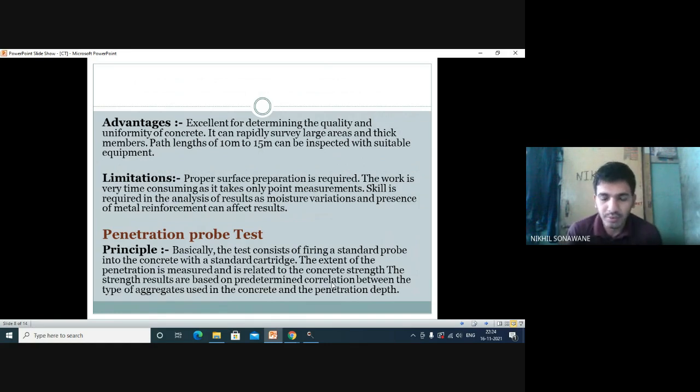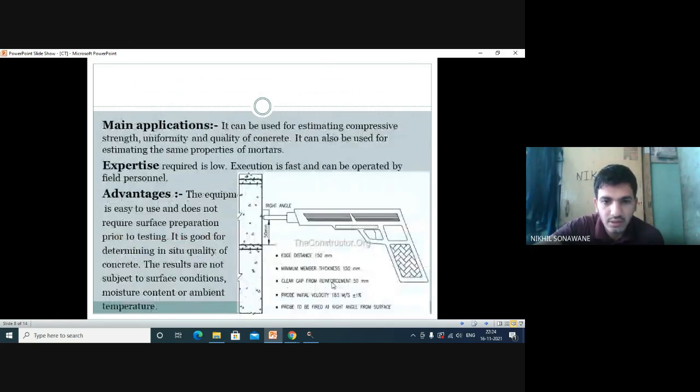Then the penetration probe test. As the name suggests, there will be a probe, and that will penetrate into the surface which we have to test. In this image it is shown that it is like a gun, and the probe is fired into the concrete surface, and obviously if it is fired, then some damage will be there to the concrete surface. The amount to which it penetrates determines the concrete strength or quality. The more distance it penetrates or travels, the more will be the strength of the concrete.